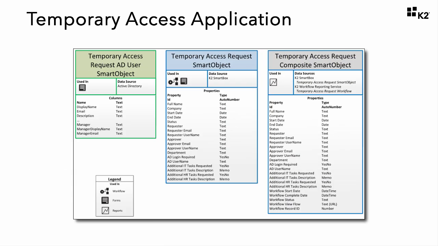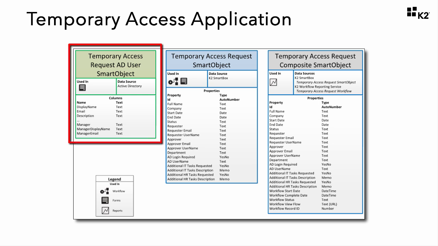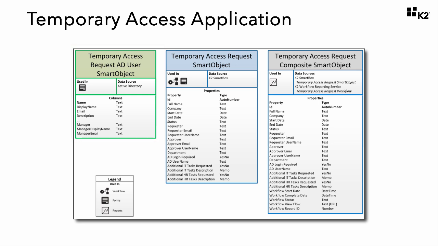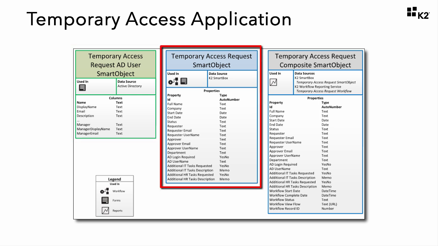For our data design, this application is going to require 3 smart objects for its data components. The Temporary Access Request Active Directory User Smart Object is going to be used to automatically populate fields on the form and to save the requester and the approver details into the Temporary Access Request Smart Object. The Temporary Access Request Smart Object is the primary smart object for this application, and it stores all of the data that will be captured for a temporary access request off the form. This data is going to be displayed on the form, and it's going to be used by the workflow.